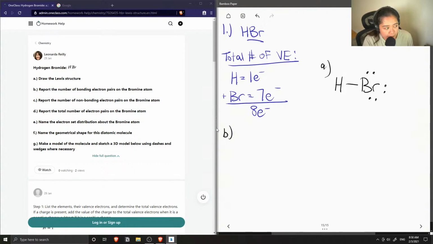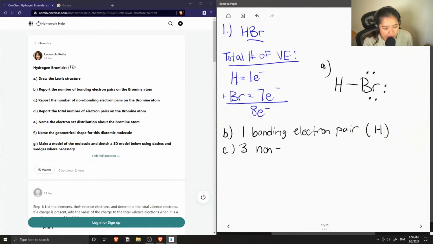And for part B, we need to report the number of bonding electron pairs on the bromine atom. Okay, so part B was the bonding electron pairs. So actually, it's just the 1 hydrogen atom. So we have 1 bonding electron pair. So this is the hydrogen. And for part C, we have 3 non-bonding electron pairs. So these are the lone pairs.